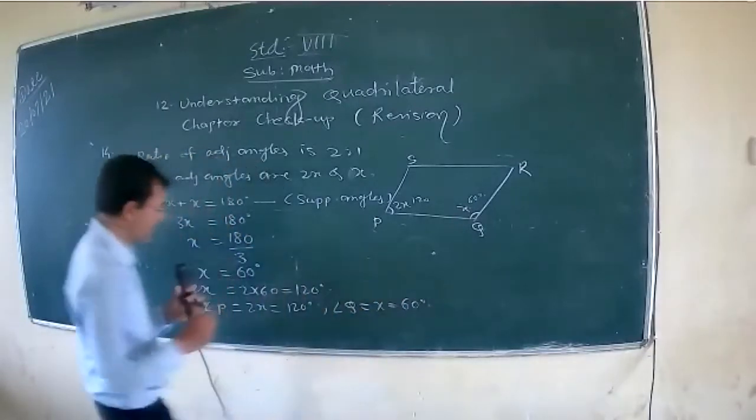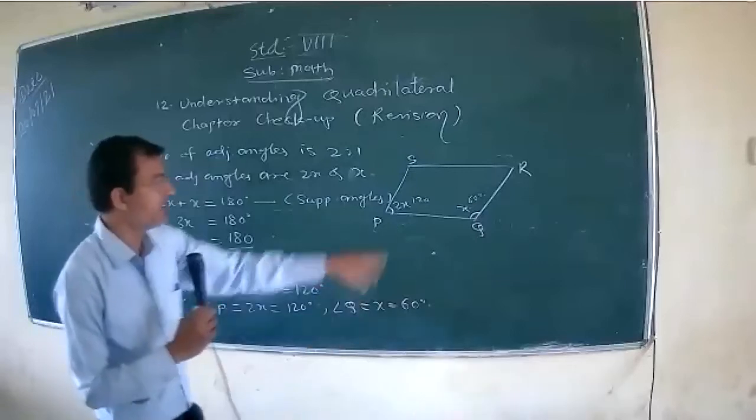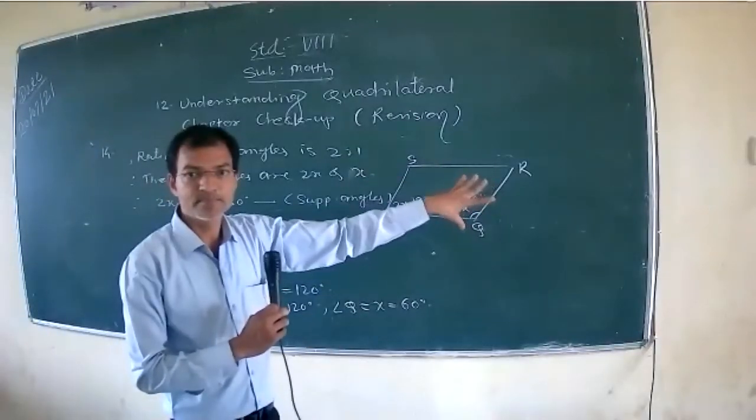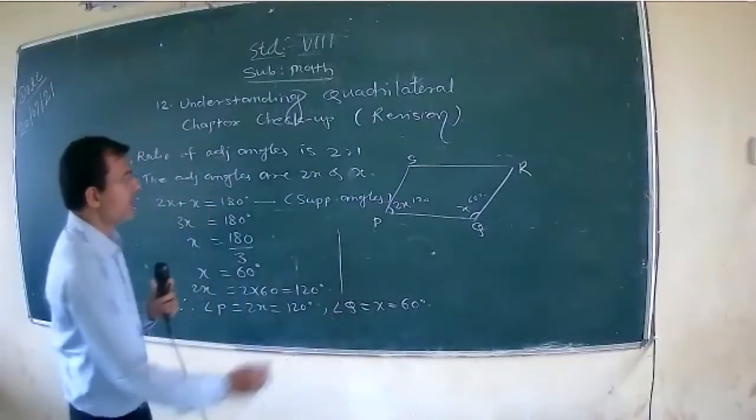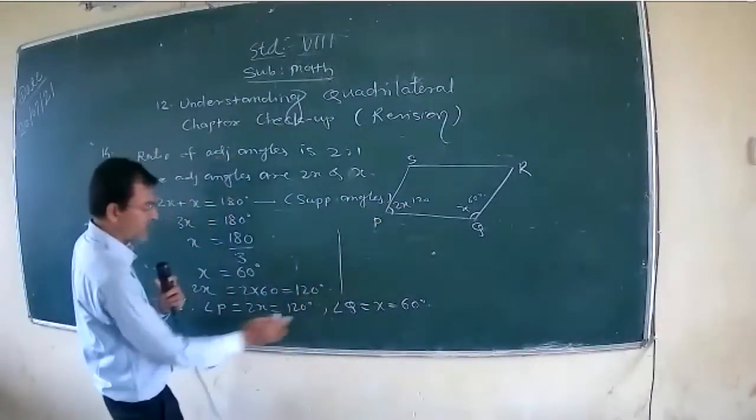You have found both angles, P and Q. Can you find the remaining two angles? Can you write these remaining two angles? Directly you can write here. Yes sir. P is equal to 120 degrees.